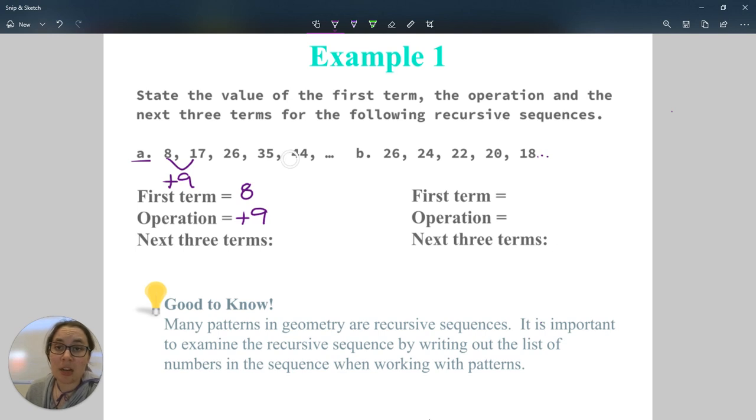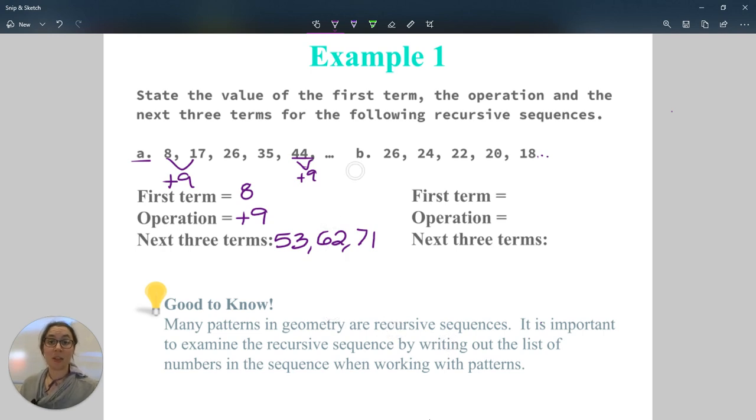It stops being listed at 44, but we're going to go the next 3 terms. So I know it's going to be 44 plus 9, which is going to be 53. And then it's going to be that plus 9, which is going to be 62. And that plus 9, which is going to be 71. And let me just double check that real quick. Example 1, yes, 53, 62, 71. All right, that is part A done.